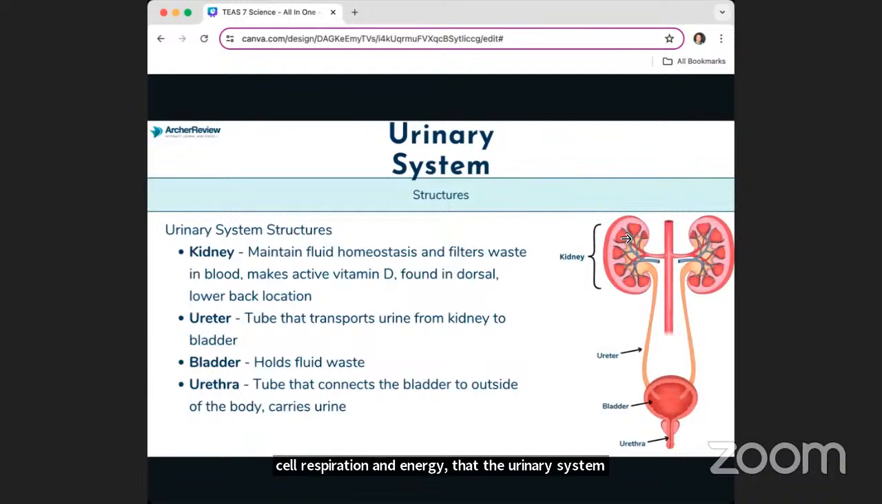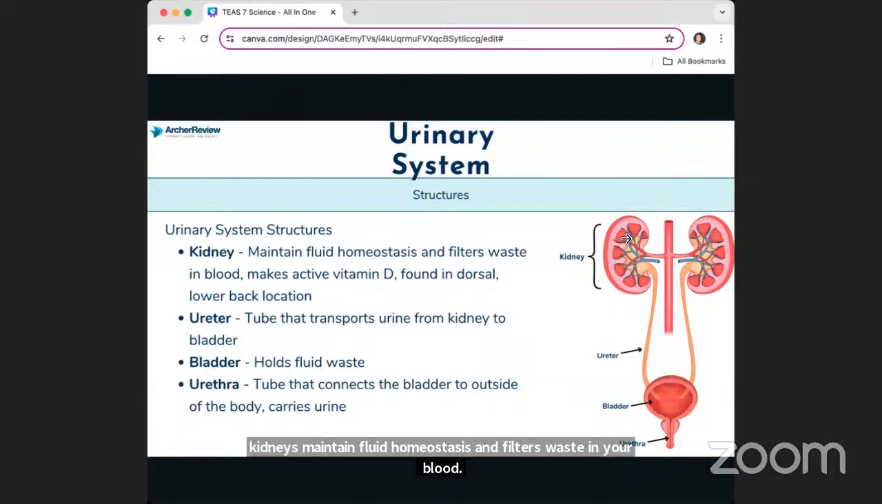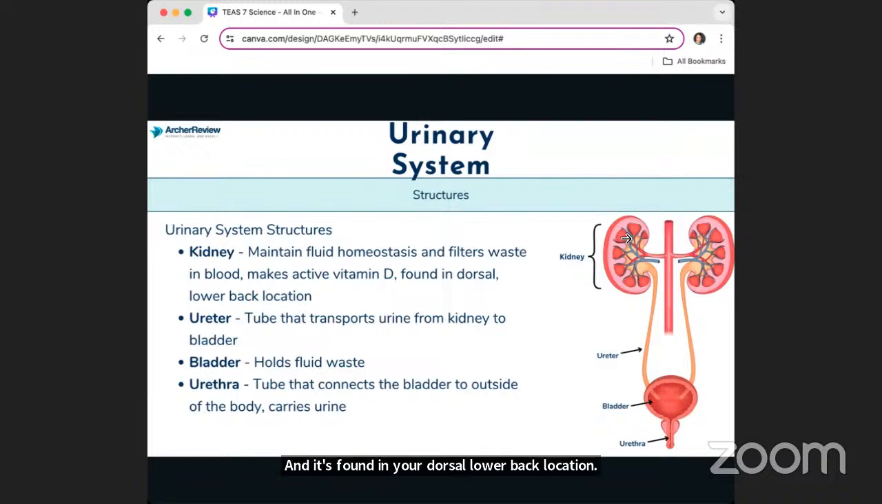The structures involved in the urinary system are the kidney, the ureter, the bladder, and the urethra. The kidneys maintain fluid homeostasis and filter waste in your blood. They help make active vitamin D, and they're found in your dorsal lower back location. Remember that term dorsal, like a dorsal dolphin fin. It's on your backside. So think backside, lower back.